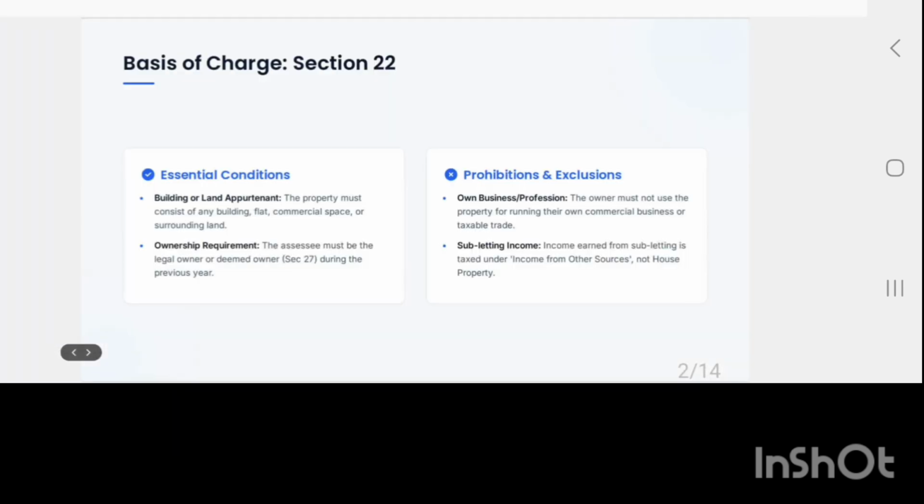First, we must know what the basis of charge is. Under section 22, the essential condition is that the property must consist of any building, flat, commercial space or surrounding land, and the assessee must be the legal owner or deemed owner under section 27 during the previous year. The exemption applies where the owner does not use the property for running their own commercial business or taxable trade.